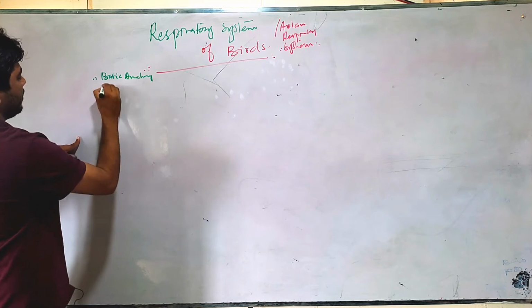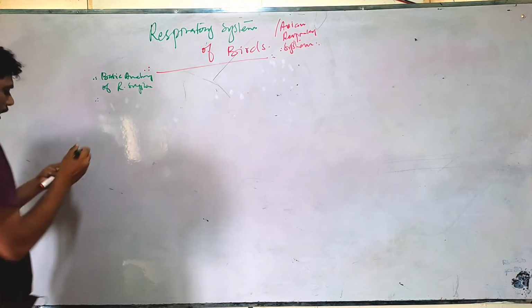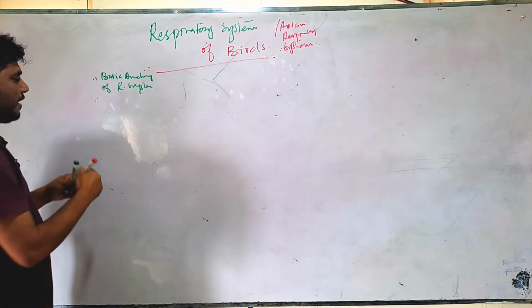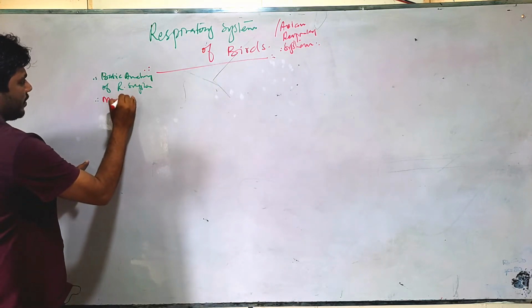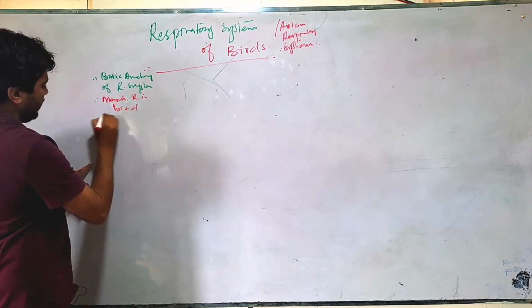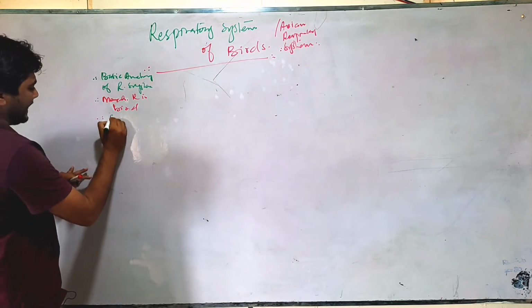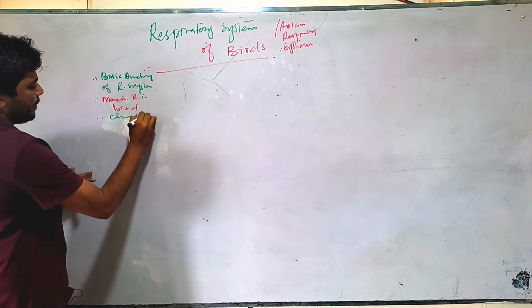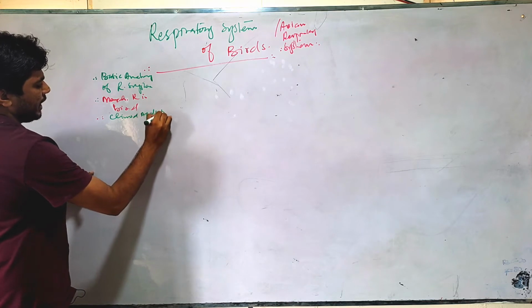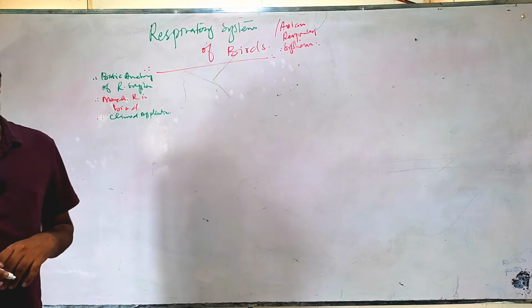basic anatomy of the respiratory system. Then we will look into the mechanism of respiration in birds. Finally, we will discuss a few clinical applications or clinical importance points related to the avian respiratory system.